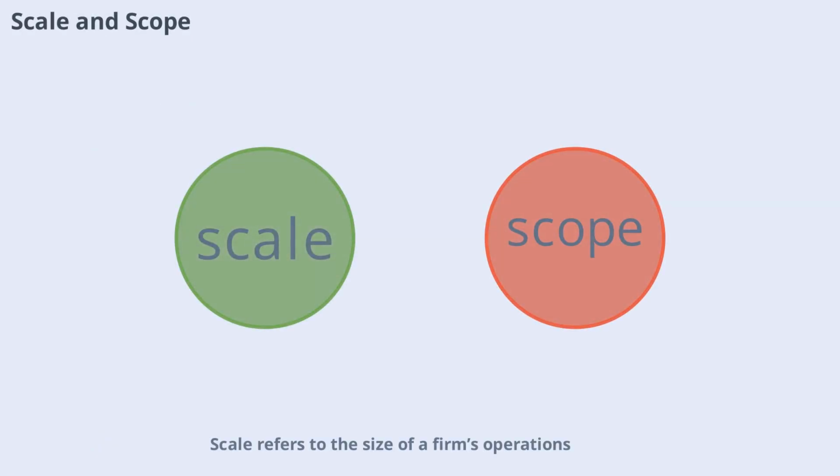Scale refers to the size of a firm's operations, while scope is about the range of products or services offered. Firms must decide whether to expand scale, diversify scope, or specialize. These choices impact costs, risks, and market position.